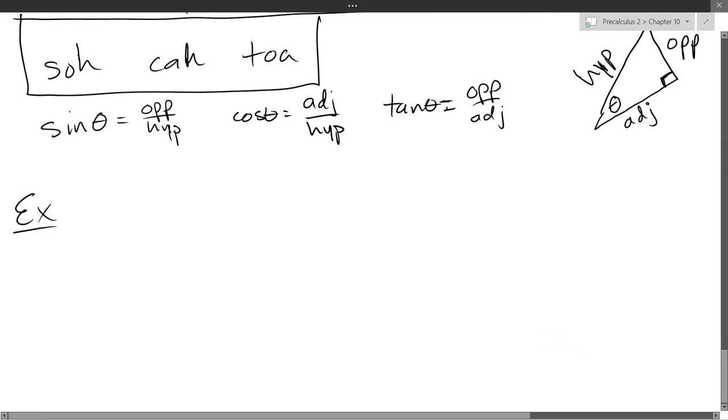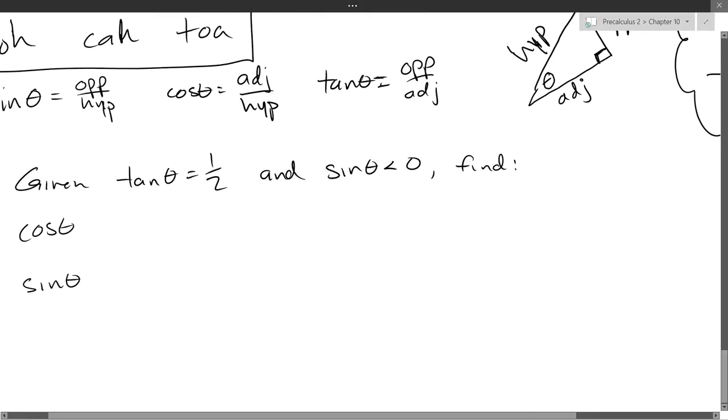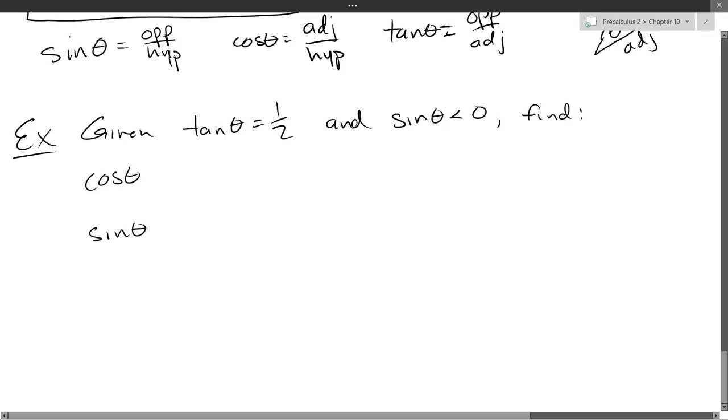So we're going to be given tan theta equals 1/2, and sine theta is less than 0. Find cos theta and sine theta. All right, and oh, what quadrant is theta in? So I want cos theta, sine theta, and quadrant.